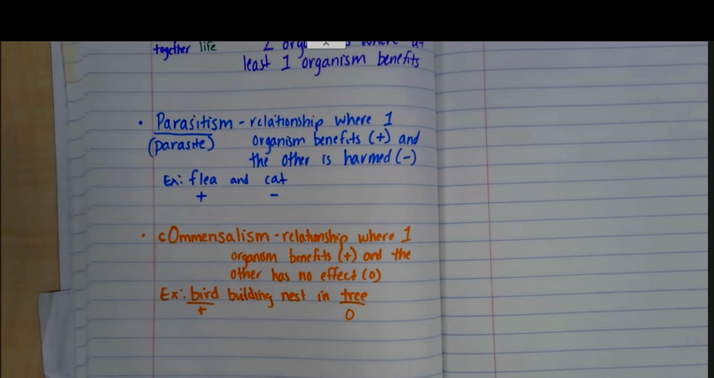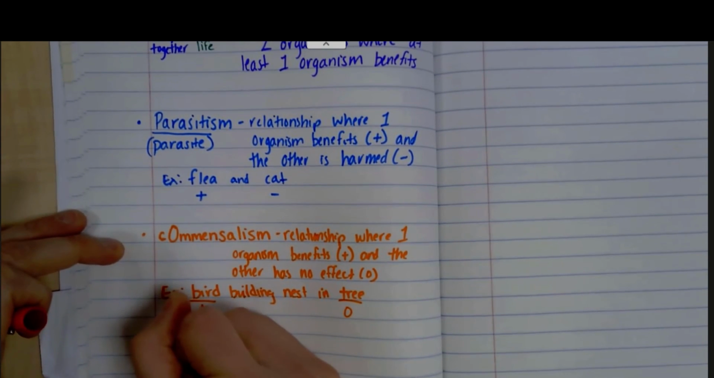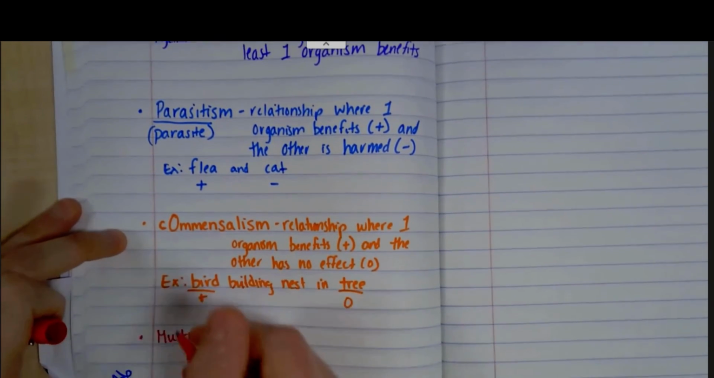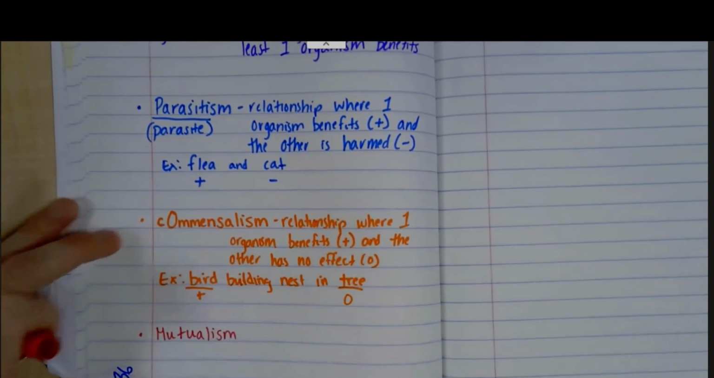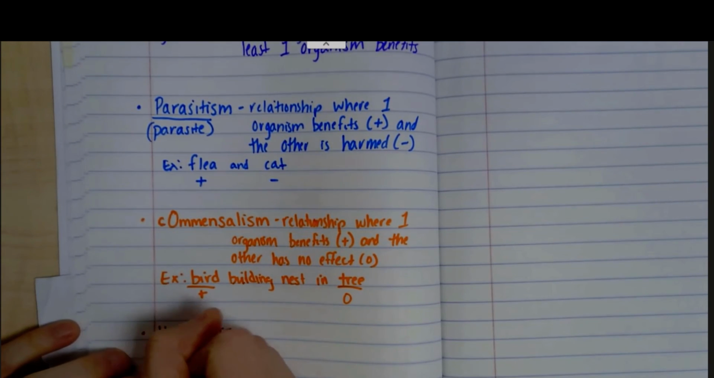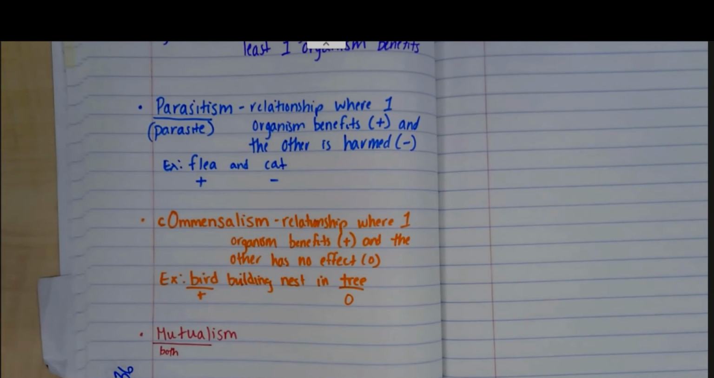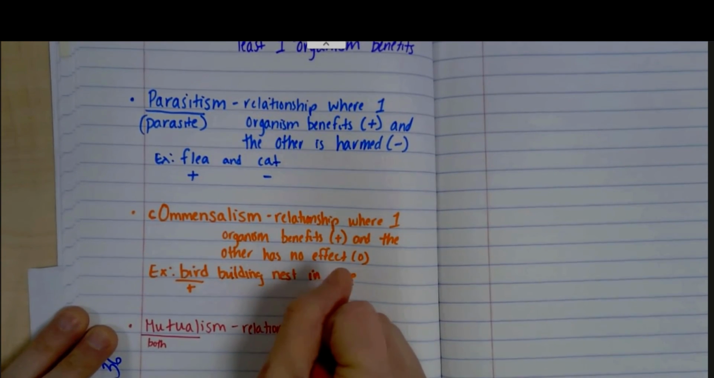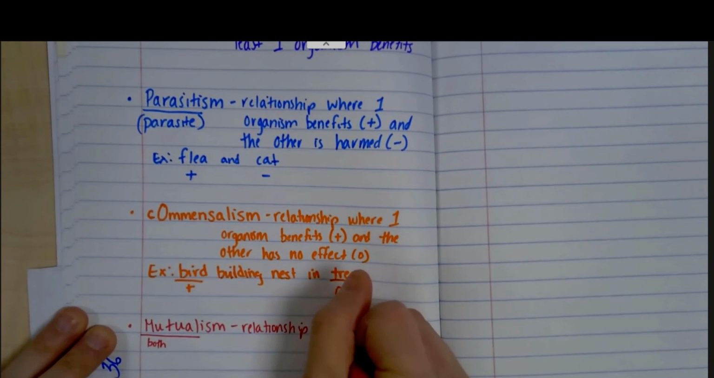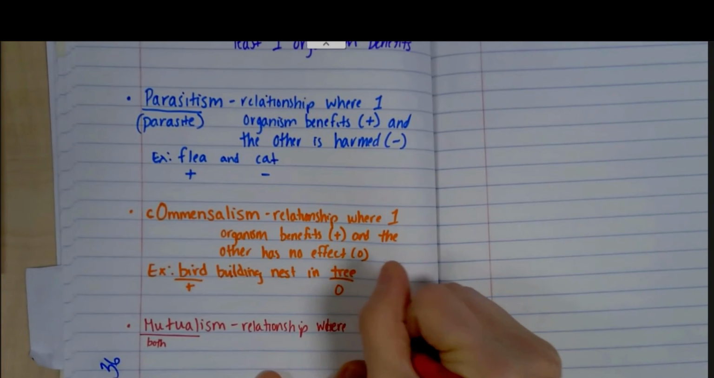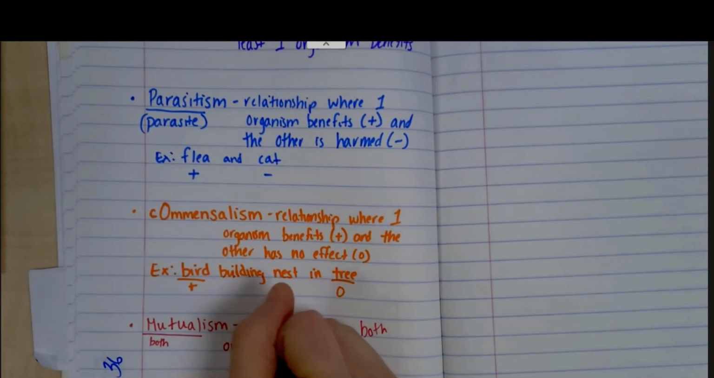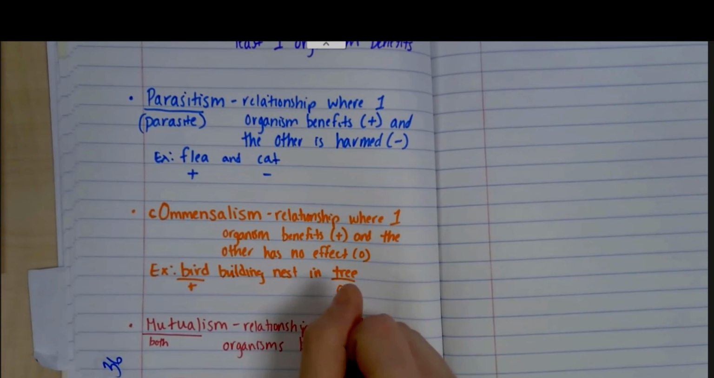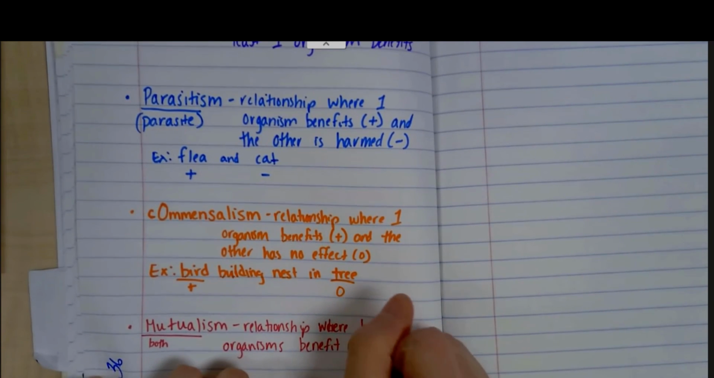So if we're going into mutualism, it's MUTUALISM. And you might see the word mutual. Mutual means both. If you know anybody who's got Facebook, sometimes they'll talk about mutual friends. That means friends you have in common, both. And this is a relationship where both organisms benefit. That would be a plus plus.